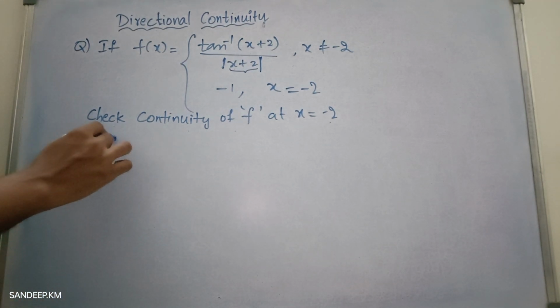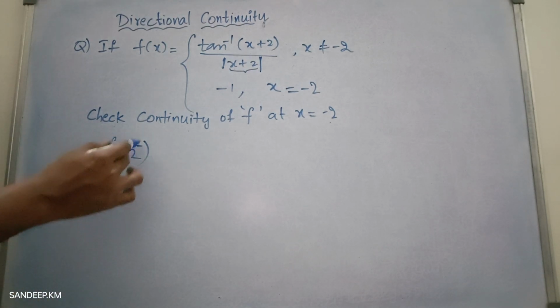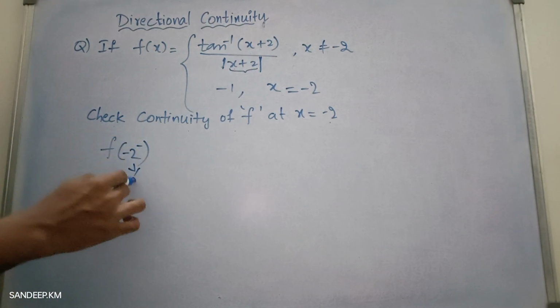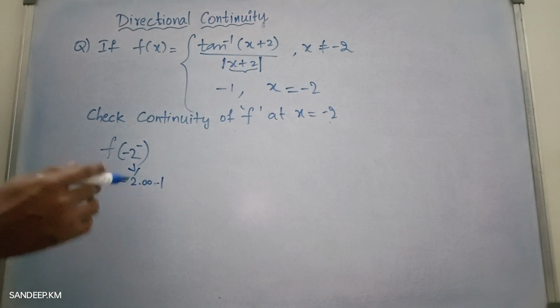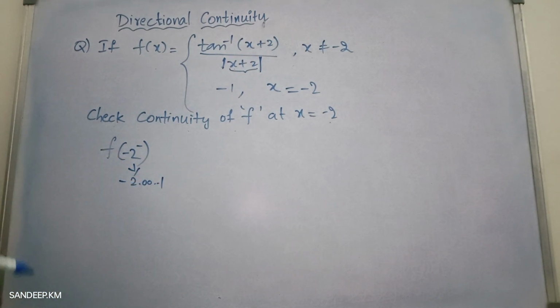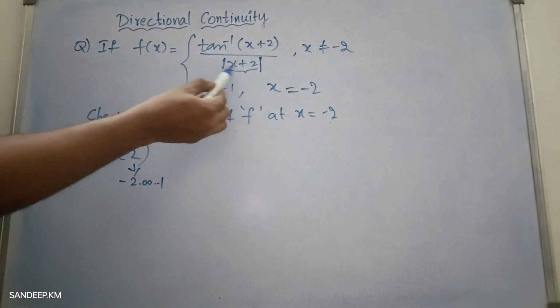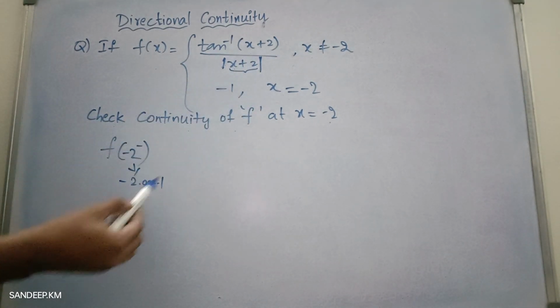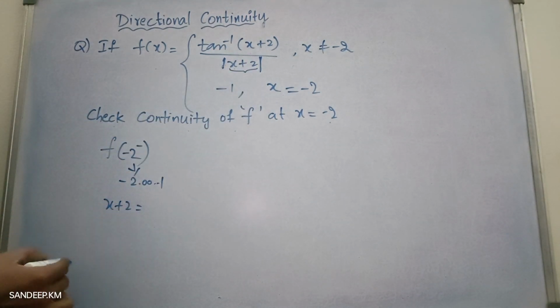See here, f of -2 minus. Understand the meaning of -2 minus. -2 minus means -2.000 and so on. It is a number which is just lesser than -2. Now, what happens to the number inside modulus? What is the value of the number inside modulus? What is x plus 2?